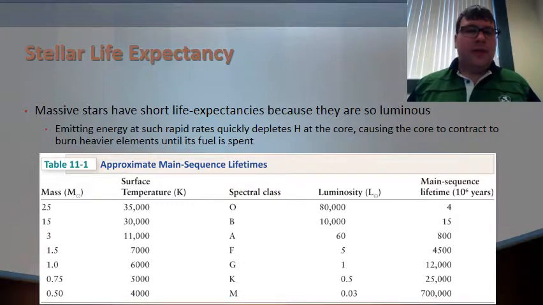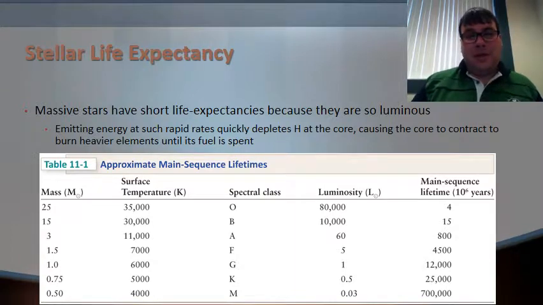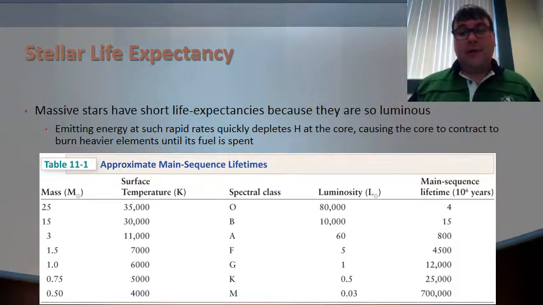But let's say we're looking at a red dwarf star, class M. It is going to be about half a solar mass, and it's really going to have a very long lifetime because we're looking at about 700,000 million years. That's an extremely long lifetime. 700,000 million years, or about 700 billion. That is extremely long.